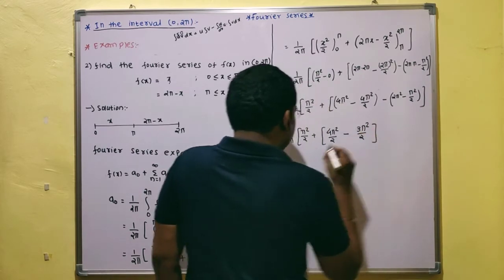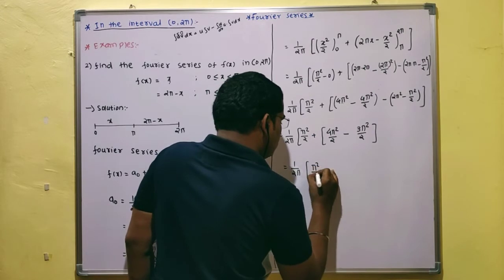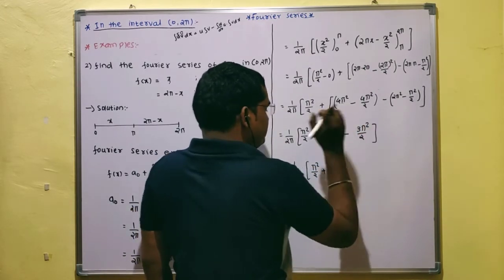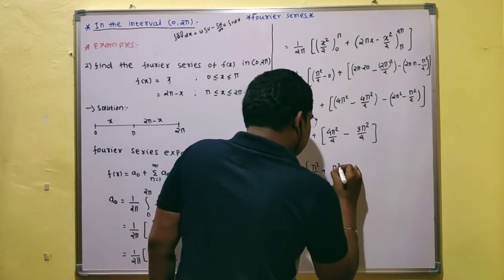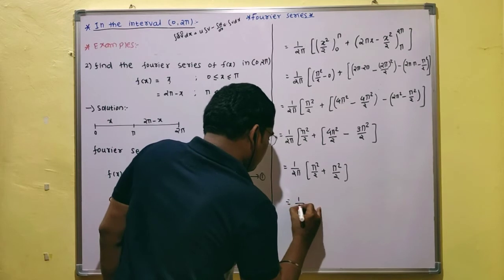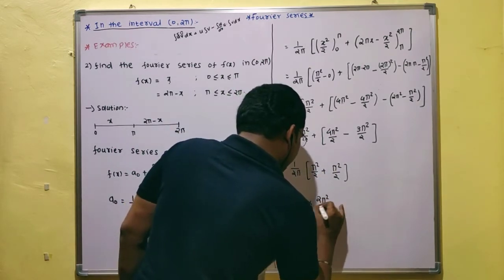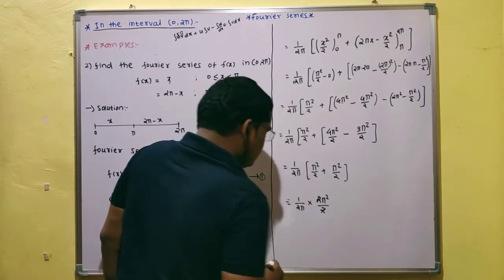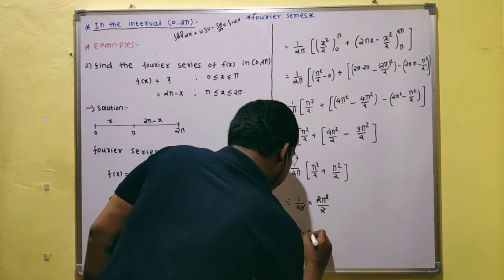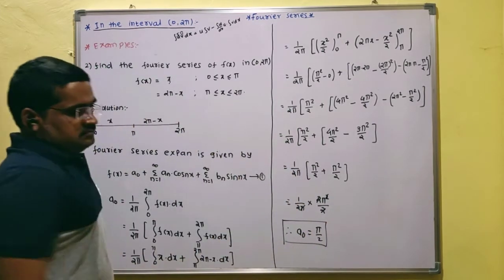which is equal to this 1 upon 2 pi into this pi square upon 2 plus, now this 4 pi square upon 2 minus 3 pi square upon 2 is nothing but pi square upon 2. Now this pi square upon 2 plus pi square upon 2 is equal to 1 upon 2 pi into, what is that value? 2 pi square upon 2. Now these two cancel with each other, this pi is cancelled with each other, therefore a naught is equal to pi by 2. This is our value of a naught, okay.